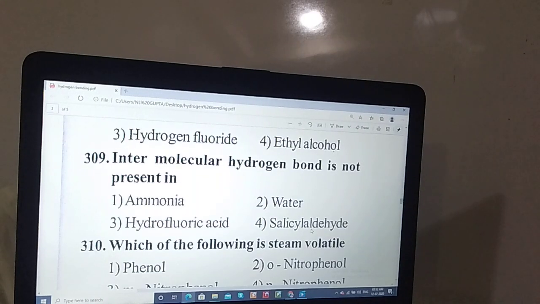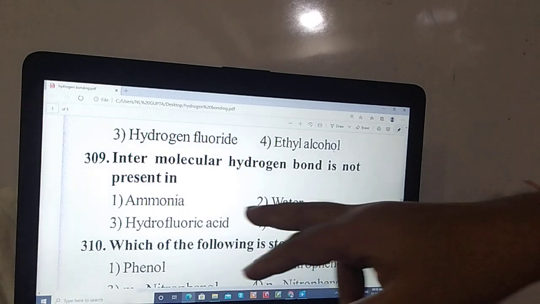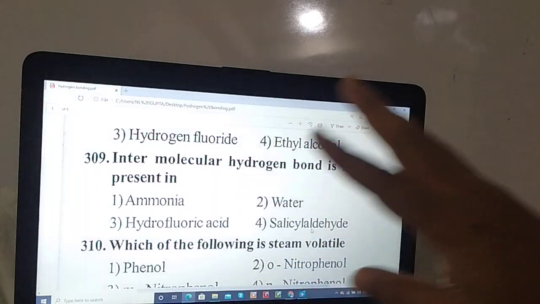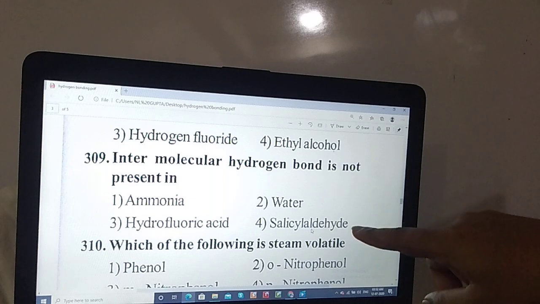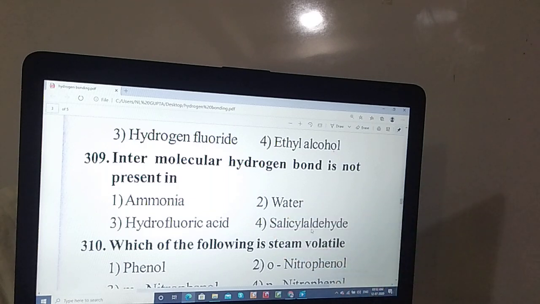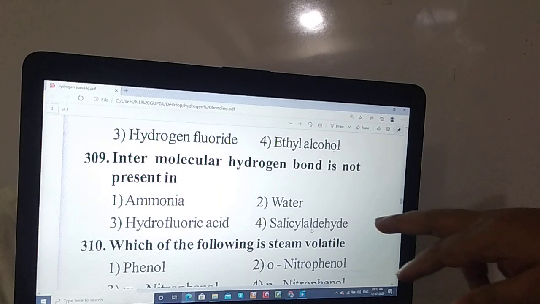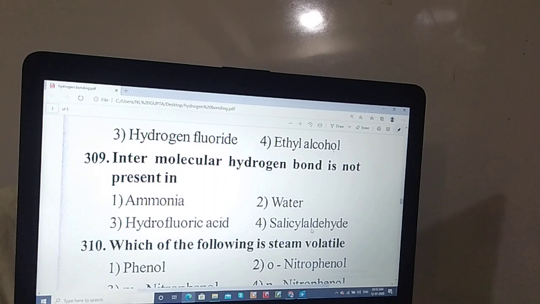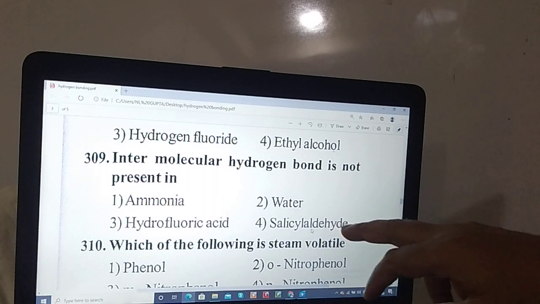Now let us move to the question: intermolecular hydrogen bond is not present in which one? Intermolecular means between two molecules. So dear student, ammonia, water and hydrogen fluoride have hydrogen bonding between two molecules. Salicylaldehyde has hydrogen bonding within the same molecule, so it has intramolecular hydrogen bonding, not intermolecular. So the required option will be option number 4.